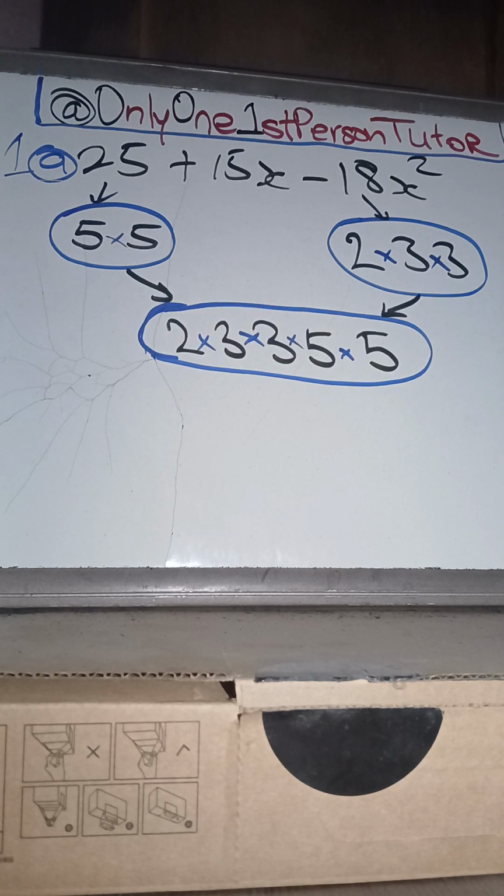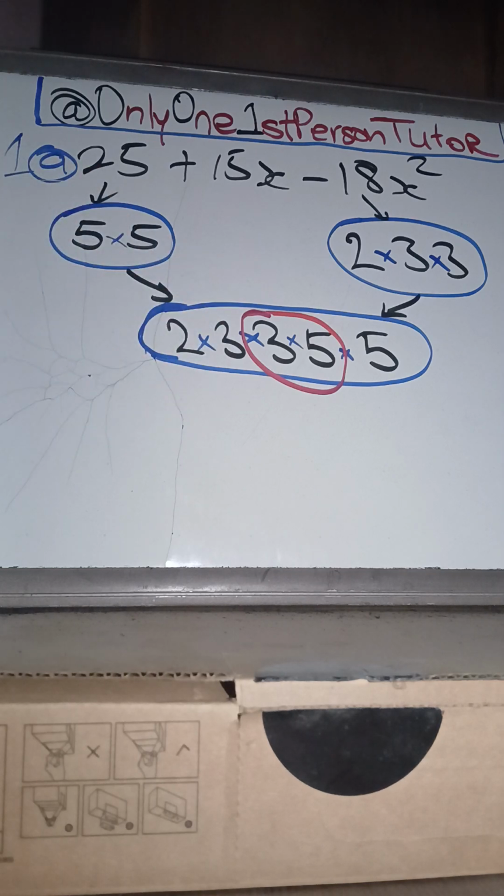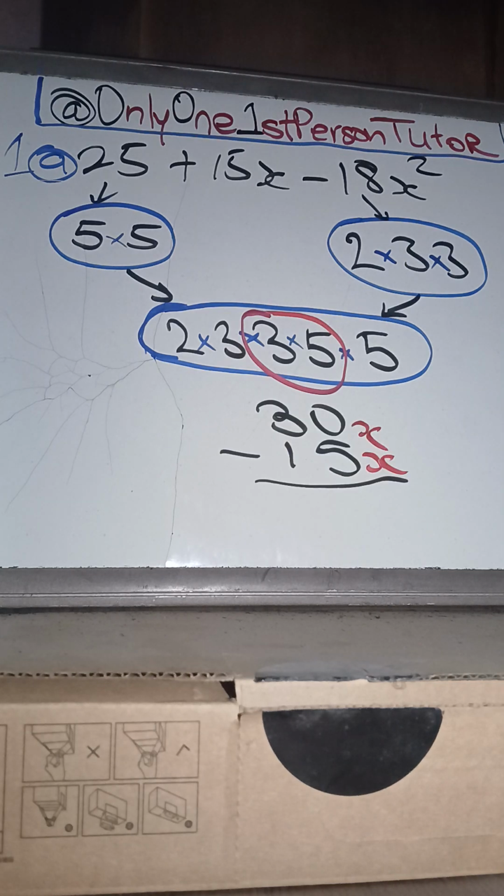All right, so what are we going to do with 2, 3, 3, 5 by 5? This reminds me of something. Now, since we have a 3 by 5 and another 3 by 5, the good thing about it is that we have 2 by 3 by 5. So we have a 15 and a 15, but 2 times 15 is 30. So we're going to have 30 minus 15.